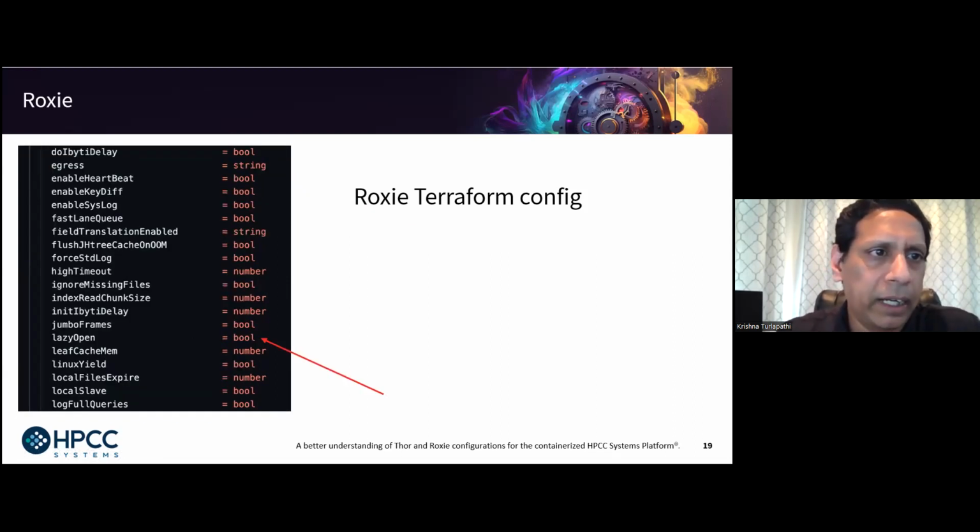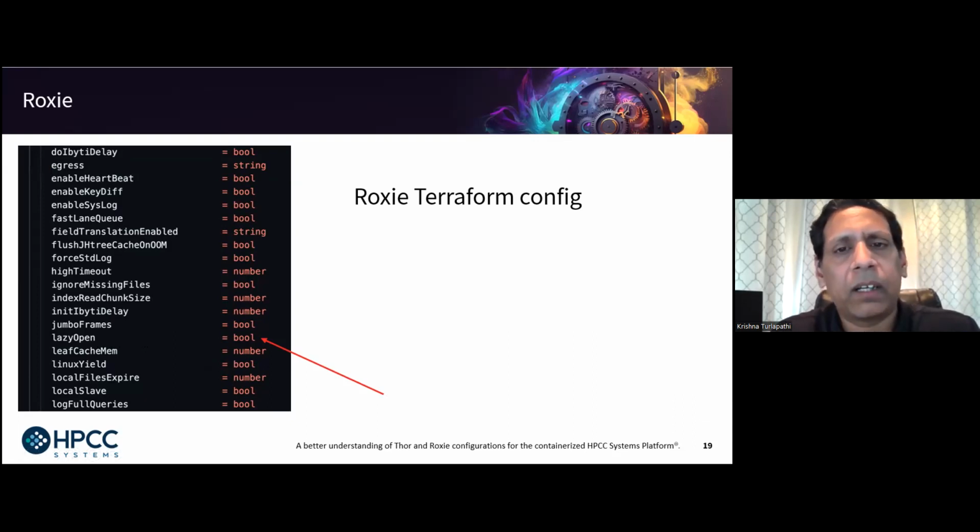Then you have the egress rules, which we have seen earlier. Then you have the fast lane queue, a high timeout, ignore missing files in Roxie, index read chunk size, and you have lazy open, which is a Boolean value. You can set the lazy open to tell Roxie whether it is going to validate whether all the files are available at either start time or at runtime.